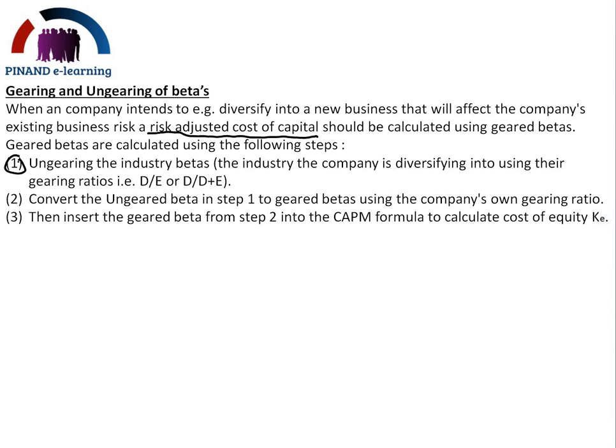Now, let me draw a quadrant to explain what businesses need to calculate a risk-adjusted cost of capital. A business may be diversifying into a new line of business that is totally different from its existing business. So imagine a manufacturing company is trying to diversify into the financial services sector, like the banking sector. What happens here is you have to calculate a risk-adjusted beta that reflects the risk attached to the new business it is diversifying into. And of course, its existing capital structure is not expected to change.